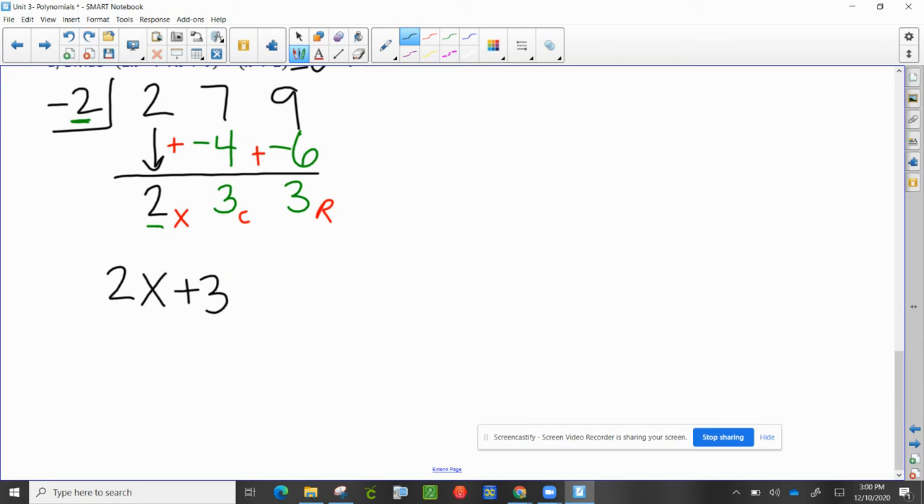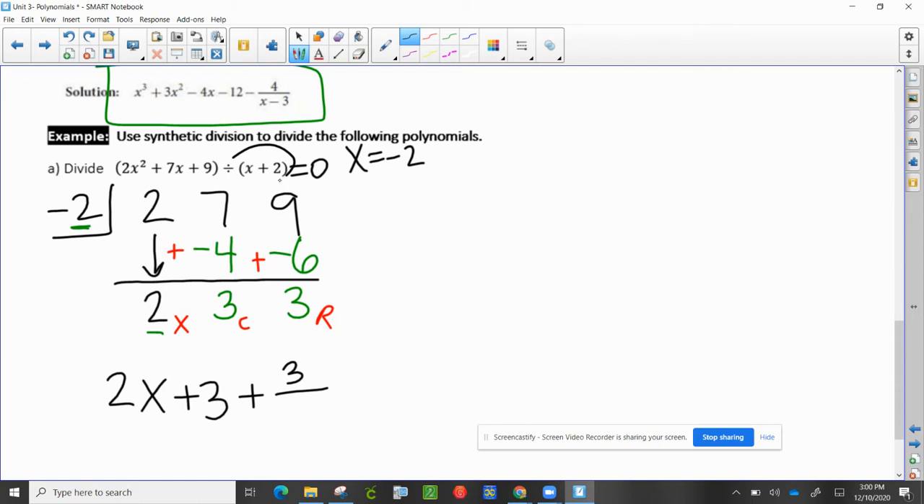And here's how we write our remainder. Since it's positive, I'm going to put plus 3. We'll always put our remainder over the linear term, your divisor. So over x plus 2. And that is your final answer.